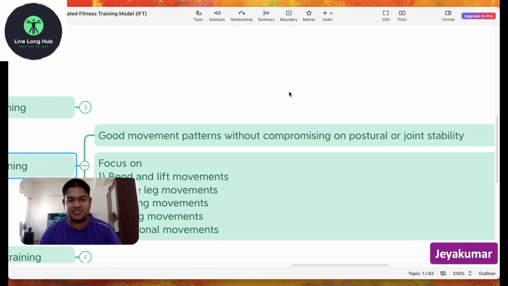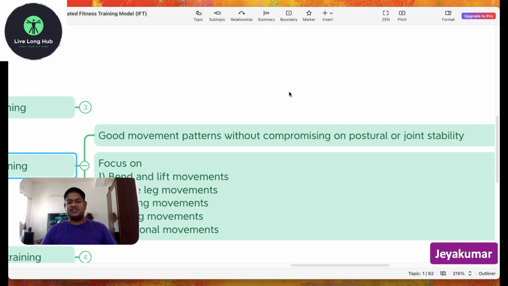Here the objective is to have good movement patterns without compromising on postural or joint stability. So here the focus is going to be on 5 movements. The first is the bend and lift movement. This is like how we stand or sit and squat. So these are the movements involved in it. Second is going to be single leg movement. These are like climbing upstairs and downstairs. Also it's like you bending forward and taking a ball, leaning forward on one leg and grabbing with one hand. These are single leg movements.